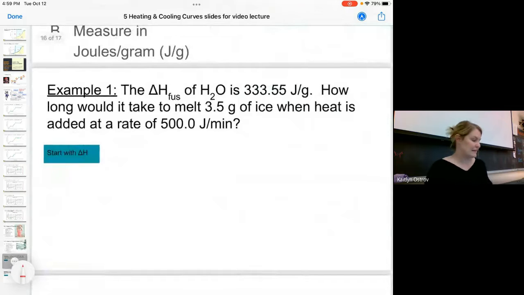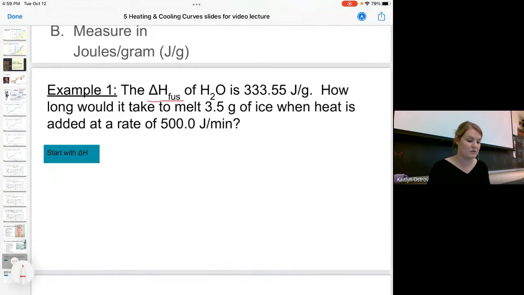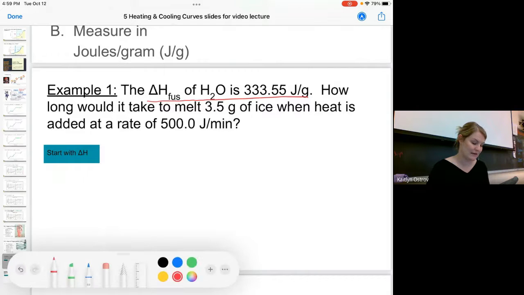So you are going to get examples where you need to be able to calculate these things. So for this one, I always tell students the first thing you should do, underline the things that you're given in the problem. I'm not going to give you any irrelevant information. I'm just going to give you the info you need to know. So the heat of fusion of water is 333.55 joules per gram. How long would it take? That's what I need to calculate.